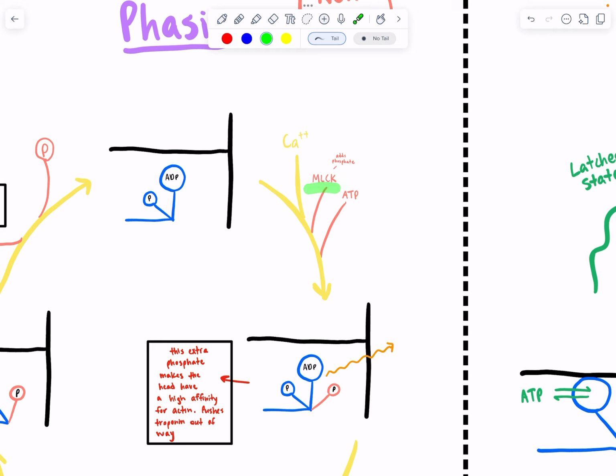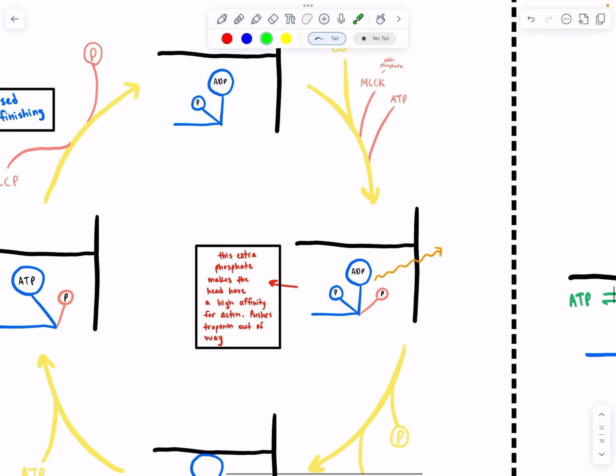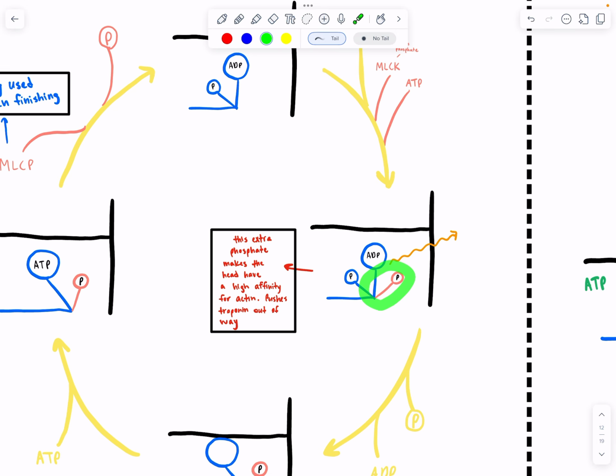So this is a light chain kinase, and kinases always add phosphates. And then we need an ATP to get that phosphate from. So it comes in, adds a phosphate. This extra phosphate makes this myosin head have a high affinity for actin, and so it's going to easily bind. Well, yeah, this alone is just going to push tropomyosin out of the way.